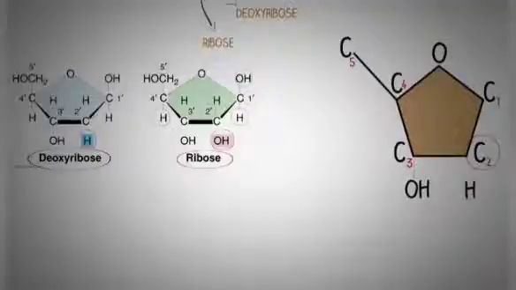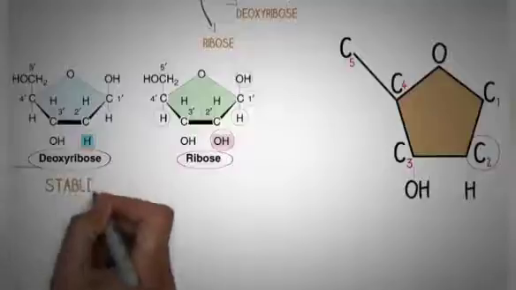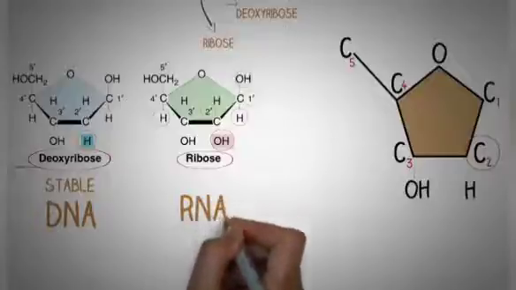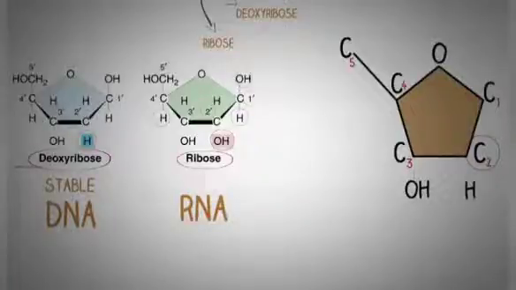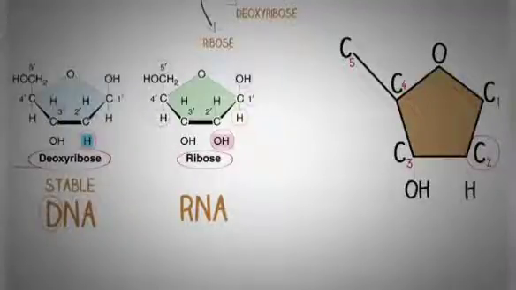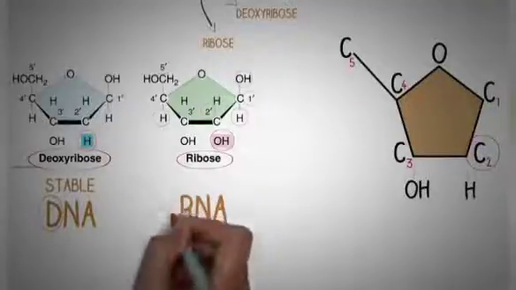You can also tell this by the difference in their names: deoxyribose has a prefix called deoxy, which means removal of oxygen. The resultant sugar, deoxyribose, is more stable as compared to ribose because of one less functional group. The deoxyribose is present in DNA and ribose is present in RNA. You can also remember this by the starting of DNA, which starts with D, so the deoxyribose, and RNA, which starts with R, so the sugar is ribose.